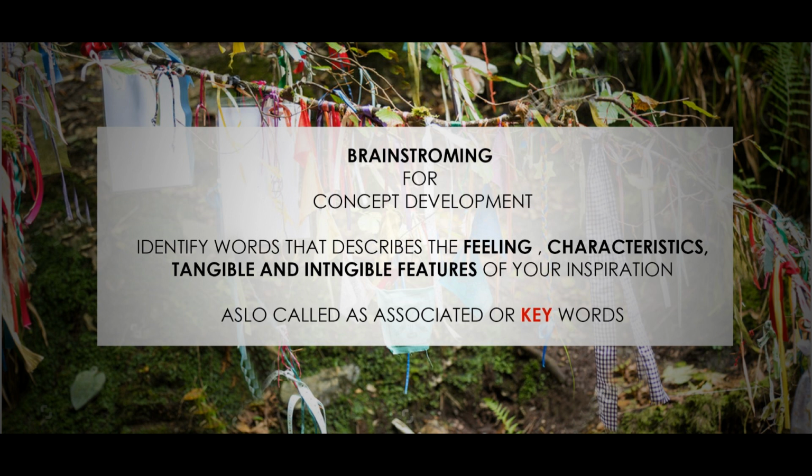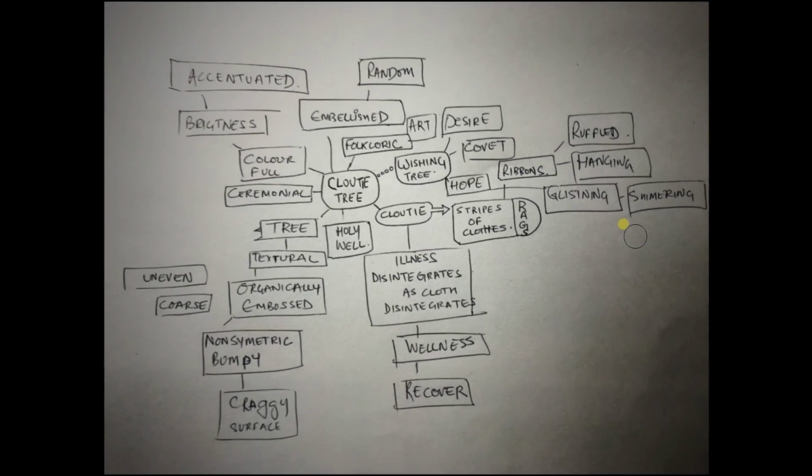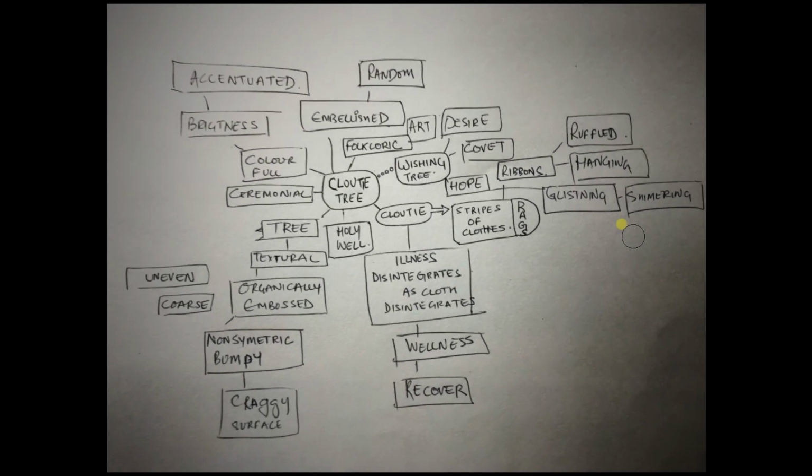Let's look at the brainstorming session for the clootie tree. After your first brainstorming session, you would get a lot of different associated keywords. A designer has to identify the keywords that are going to give direction for both the mood and the elements of design. For example, folkloric, random, embellished, ribbons, ruffled.